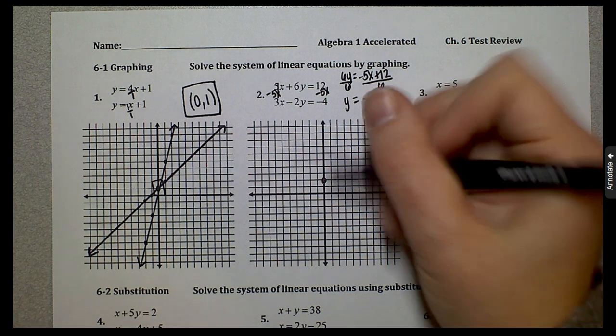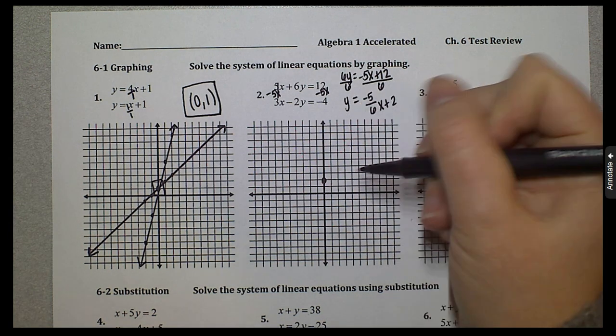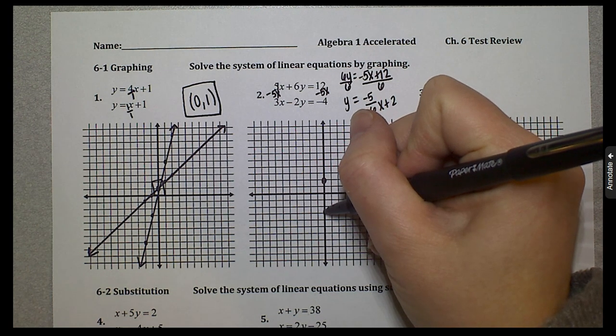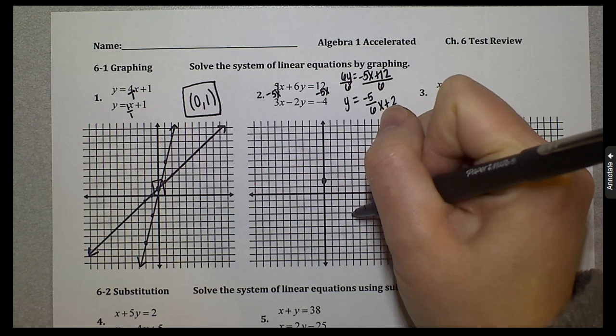Excuse me. I'm going to go down. Oh my God, I'm really struggling today. Down 5: 1, 2, 3, 4, 5. To the right 6: 1, 2, 3, 4, 5, 6.